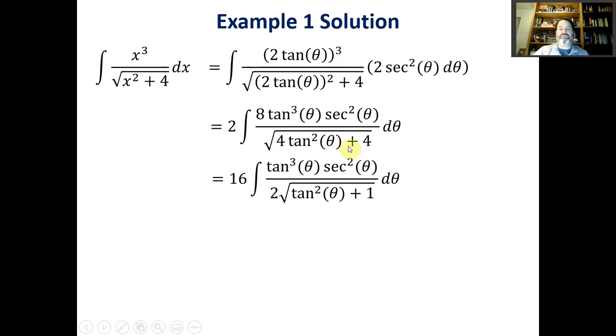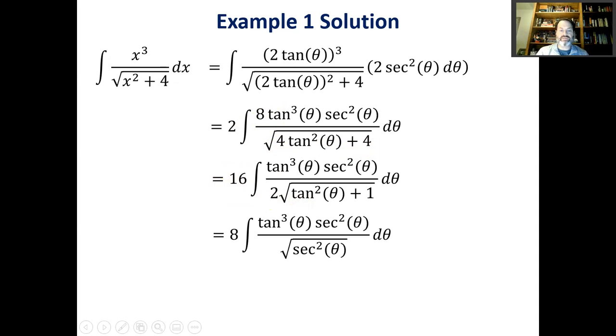So I factored a 4 out of this denominator. When it comes out of the radical, it becomes a 2. And I combined the 8 and the 2 to get a 16. I didn't do anything else. Now I use the identity from a few slides ago that I need this expression under the radical to go away. So tangent squared plus 1 is secant squared. Then I canceled this 2 and this 16 to make an 8.